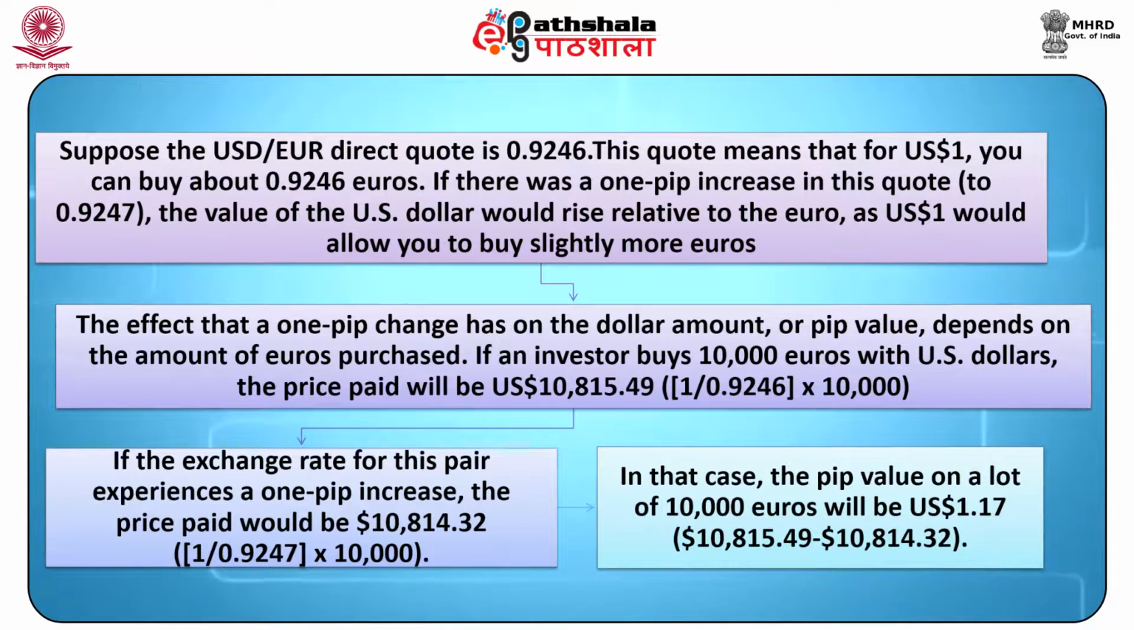buy slightly more euros. The effect that a 1 pip change has on the dollar amount or pip value depends on the amount of euros purchased. If an investor buys 10,000 euros with US dollars, the price paid will be US $10,815.49. That is 1 by 0.9246 into 10,000.